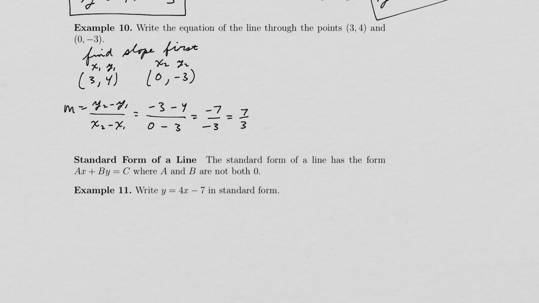Okay, now we want to find the equation. So we have the slope. We could do it either way. We could use the point slope form. We could use the slope intercept form. Let's just use the point slope form.